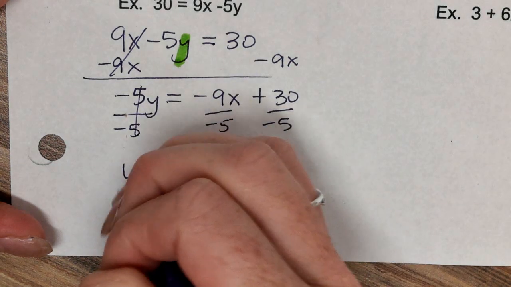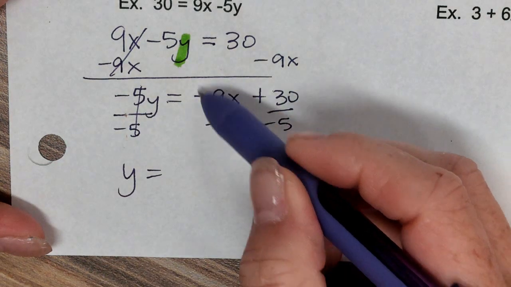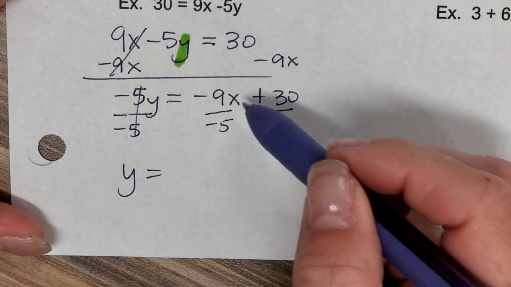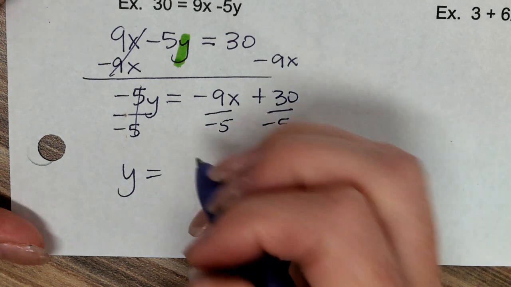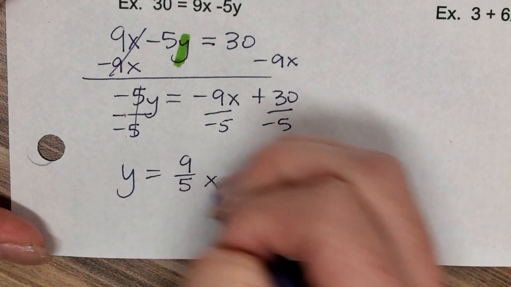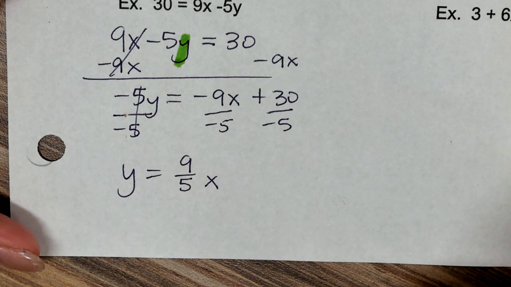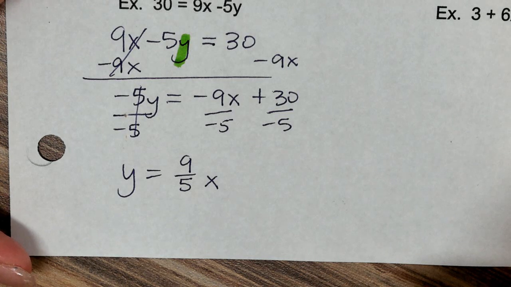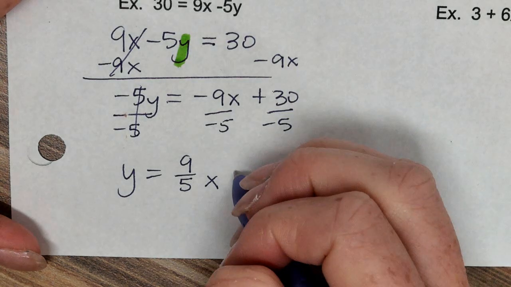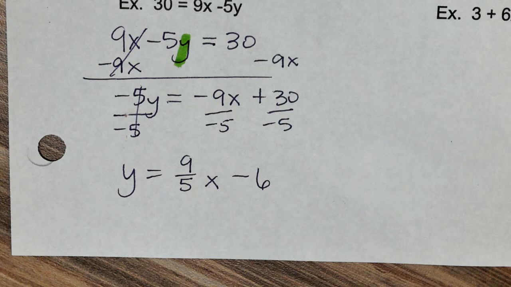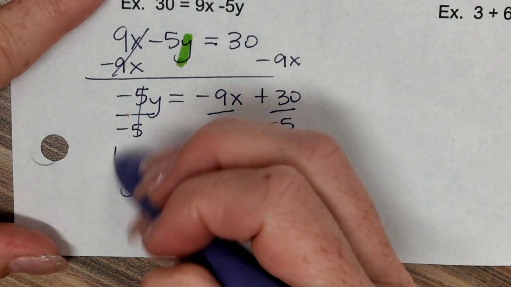So I'm left with y equals, what is a negative divided by a negative? Can I simplify 9/5? No. So 9/5 x. And can 30/5 be simplified? What's 30 divided by 5? Negative 6. So I could write plus negative 6 or I could write minus 6. They are both the same thing.